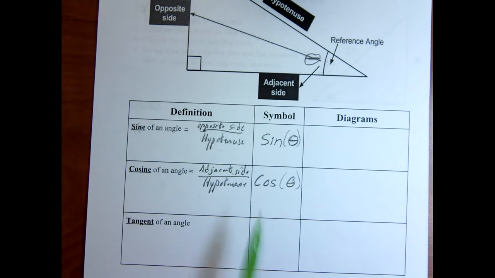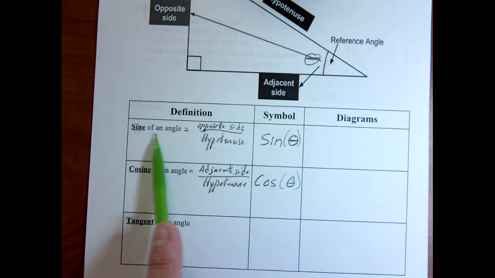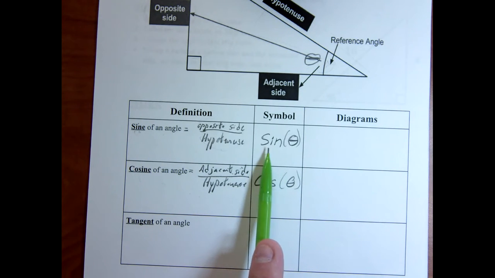This is not pronounced cos. Do not say cos. This is ignorant. Say cosine. Even when you see only 3 letters, it's still pronounced cosine. We will say sine of an angle, which is the same as saying sine of theta, or sine theta, or cosine theta. Lastly, the tangent of an angle.